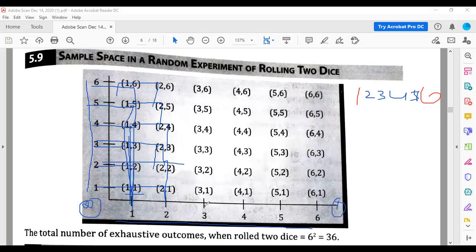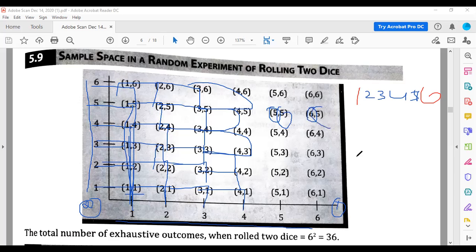Similarly, 3,1; 3,2; 3,3; 3,4; 3,5; 3,6. 4,1; 4,2; 4,3; 4,4; 4,5; 4,6. And 5,1; 5,2; 5,3; 5,4; 5,5; 5,6. So one dice can give you 5, the other dice can also give you 5. One dice can give you 6, the other dice can give you 5. So these are the possibilities whenever you roll 2 dice together.